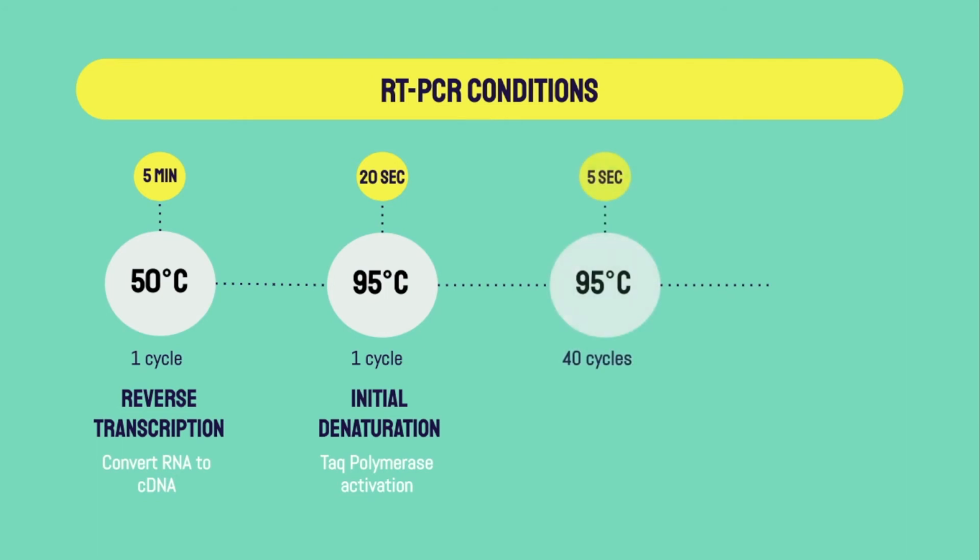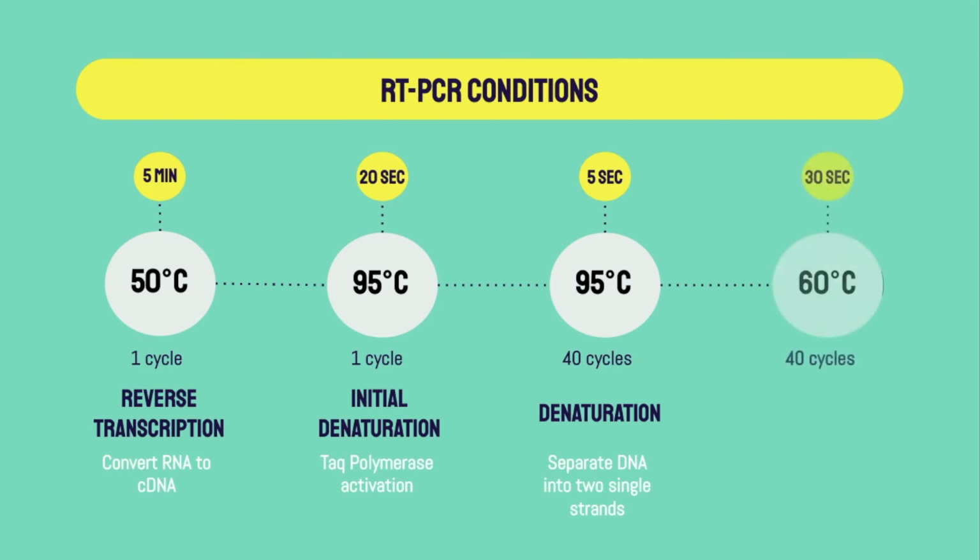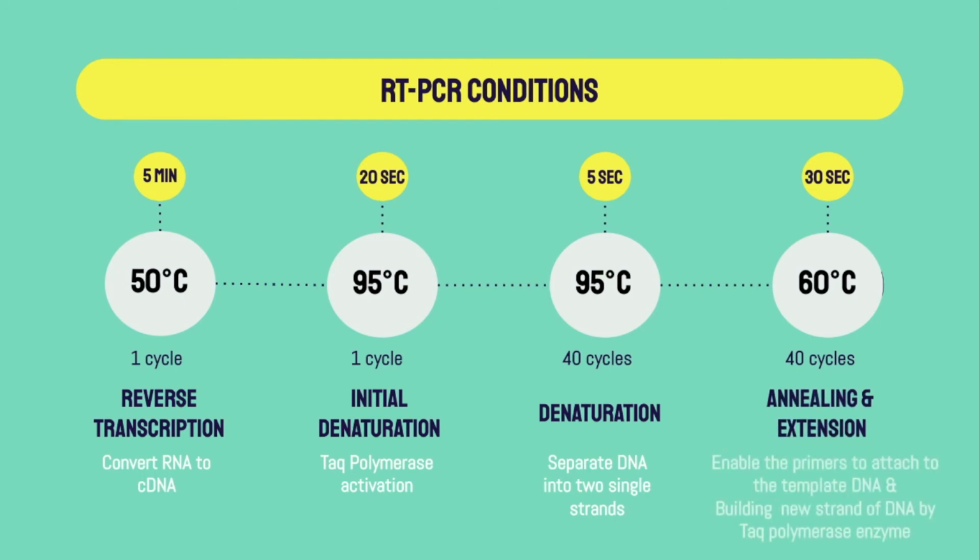Okay, now we move on to the PCR process, which has 40 cycles. Set the machine to 95 degrees Celsius for 5 seconds, in which the denaturation process is happening. It separates the DNA into two single strands. Finally, we set the machine to 60 degrees Celsius for 30 seconds. In this stage, the annealing and extension process is happening. It enables the primers to attach to the template DNA and build the new strand of DNA by the Taq polymerase enzyme.